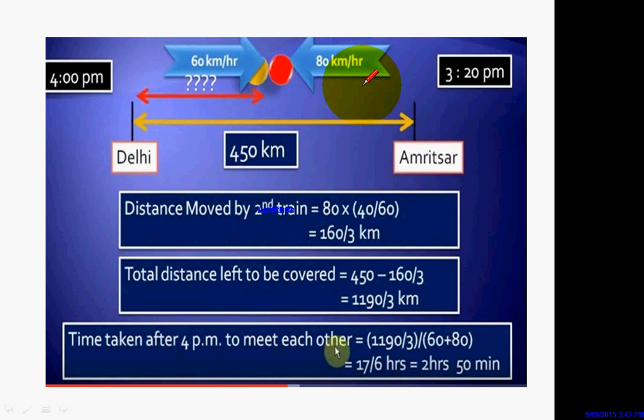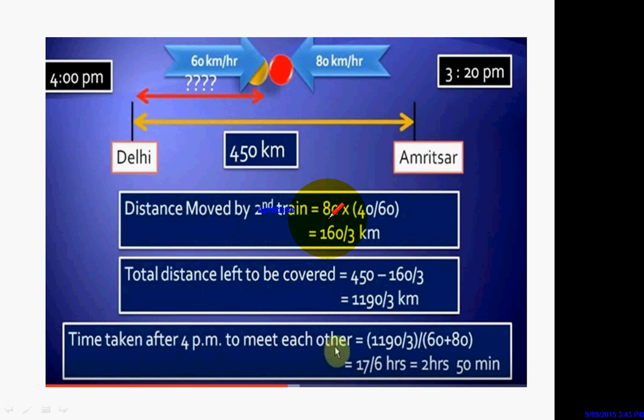So the second train has started 40 minutes earlier than the first train, and within those 40 minutes it has covered some distance, traveling at a certain speed which is also given in the problem. So let us calculate that distance moved by the second train during that 40 minutes, because only after 40 minutes does the first train start its journey. So distance, again the same formula: distance is equal to speed into time.